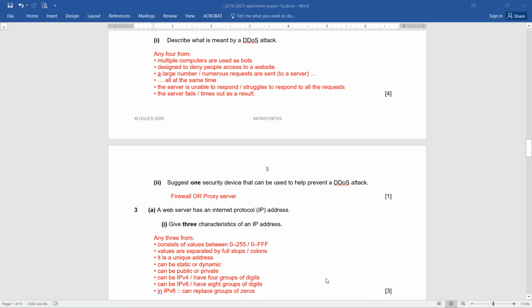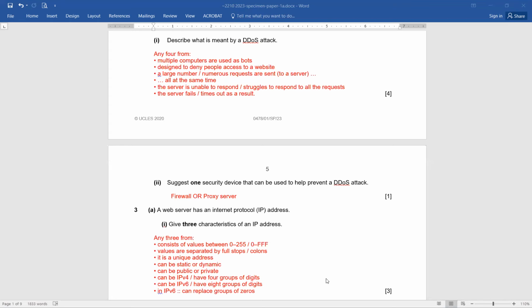Okay. Suggest one security device that can be used to help prevent a DDoS attack. If a student has written firewall, he will score 1 out of 1. Or if any other student has written proxy server, then that student will also be able to score 1 out of 1. So any of these two options are the valid answers for suggesting the security device that can be used to help prevent a DDoS attack.